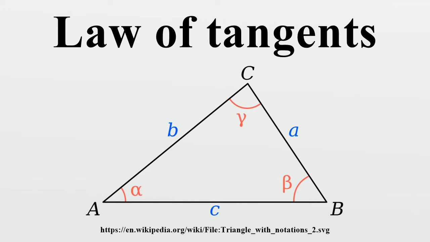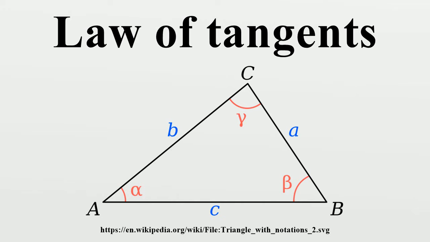In modern times, the law of tangents may have better numerical properties than the law of cosines. If gamma is small, and a and b are almost equal, then an application of the law of cosines leads to a subtraction of almost equal values, which implies a loss of significant digits.